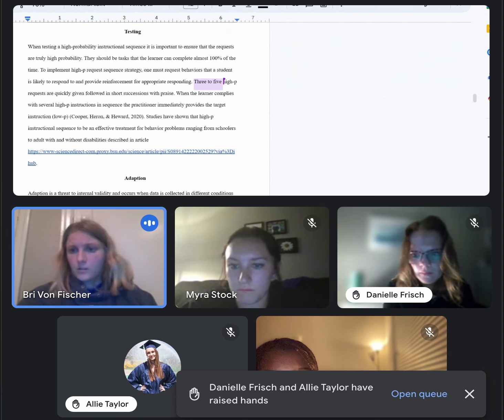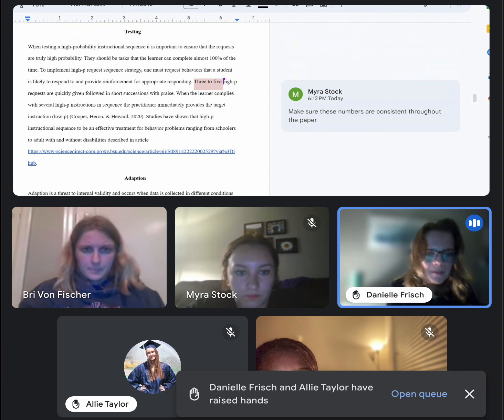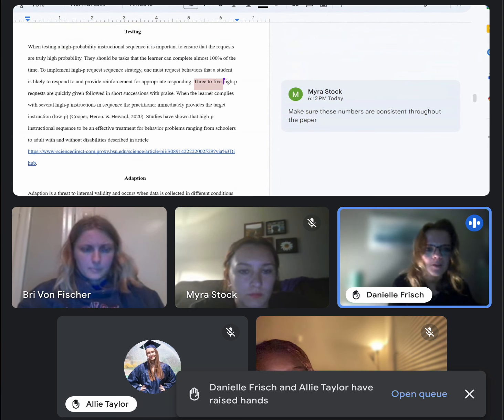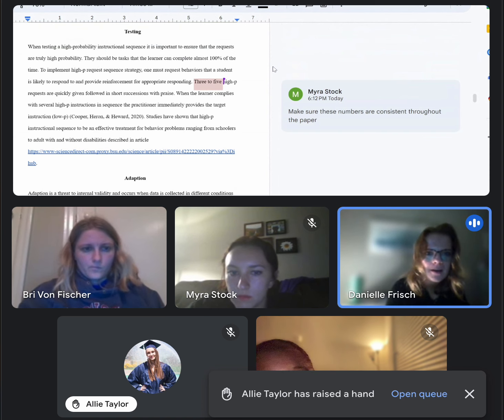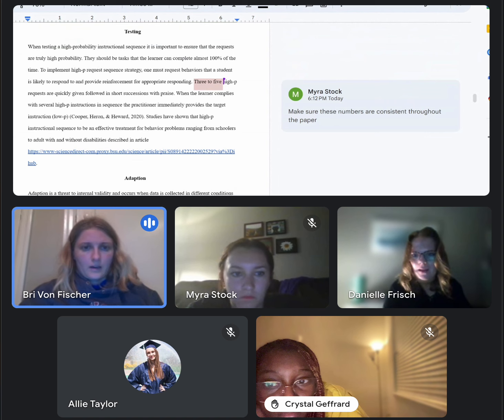Who has their hand up? Danielle, go ahead. The second sentence, when it says the learner can complete it almost 100%, I'm just kind of wondering why they said 100% when that golden percentage we look for in the field is 80% to meet the criteria. Mm-hmm. And also, if they want to keep 100%, I think they need to elaborate what happens if 100% is not met. I agree. Yeah, I agree with that.